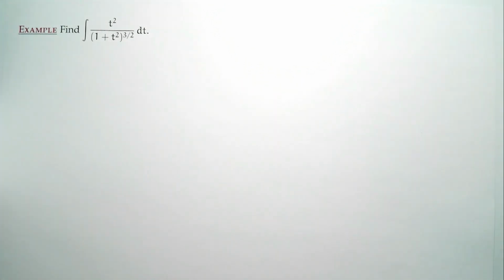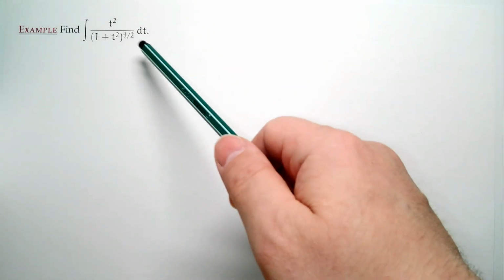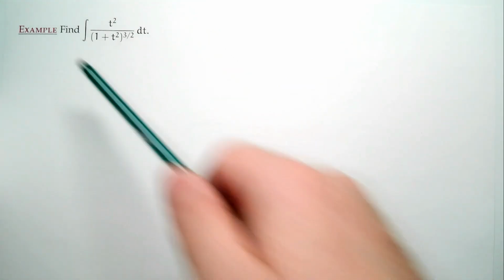Find the integral of t squared over 1 plus t squared to the 3/2 power. What technique should we be thinking of? Trig substitution. What's sort of the clue about trig substitution? We see a square root, and there's some sort of addition or subtraction.